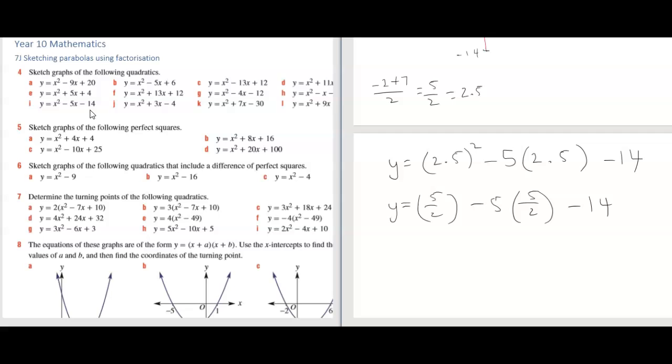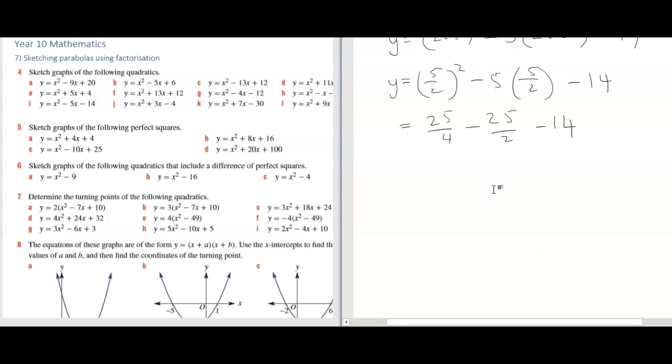Minus 14, and that's squared. Getting a bit sloppy with my handwriting, sorry. 25 on 4, minus 25 on 2, minus 14. Okay, have the same denominator. So I'm going to have minus 25 on 4, minus 14.